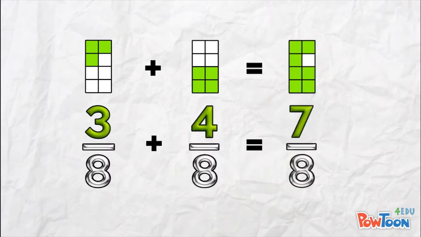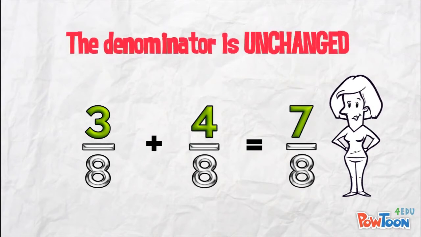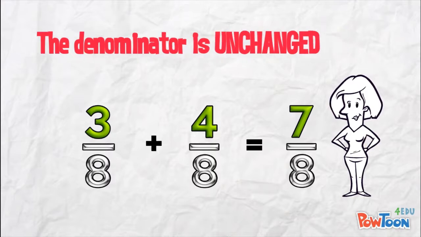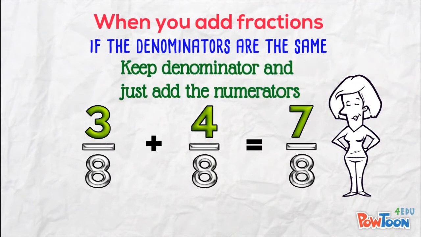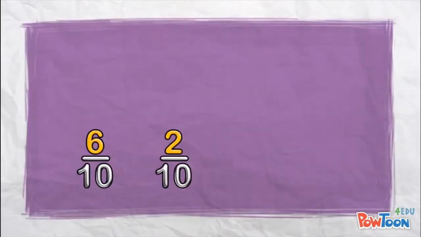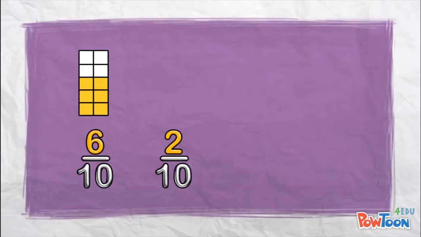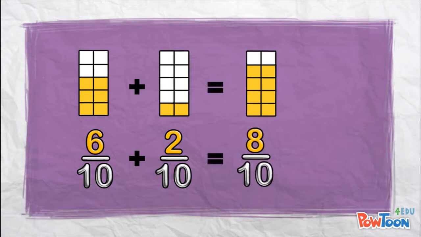If I remove the model and we just focus on the fractions, you can see the denominator is unchanged. It stays as parts out of 8. So you can see, when you add fractions, if the denominator is the same, you keep it and just add the numerators. In this example, we've got 6 parts out of 10 plus 2 parts out of 10. 6 plus 2 is 8 parts out of 10.